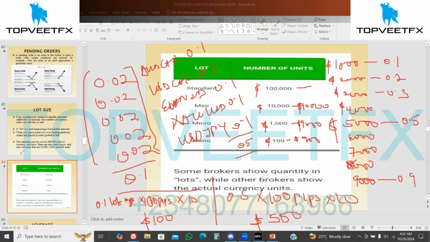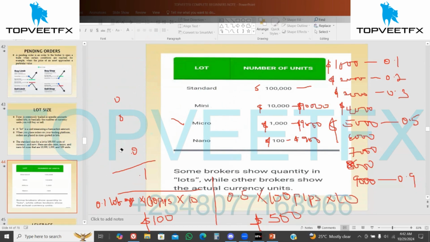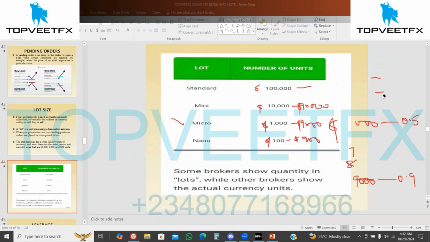Also, the same thing goes to mini lot size. We have talked about nano. We talked about the micro. Now, let's talk about mini lot size. So if you have a mini lot size account, the mini lot size account is from $10,000 to $90,000 equity.